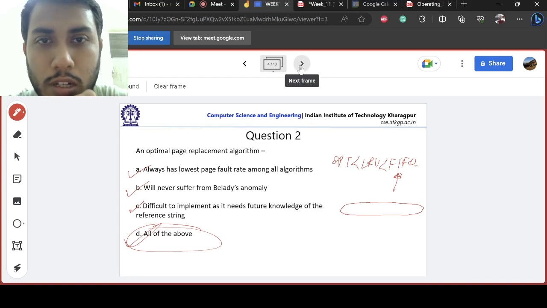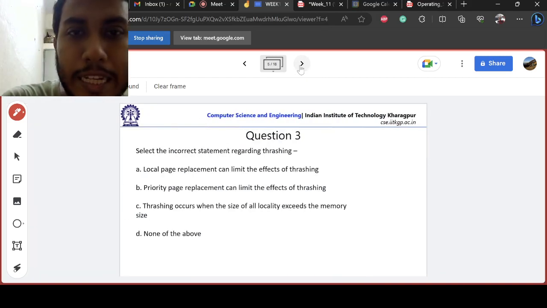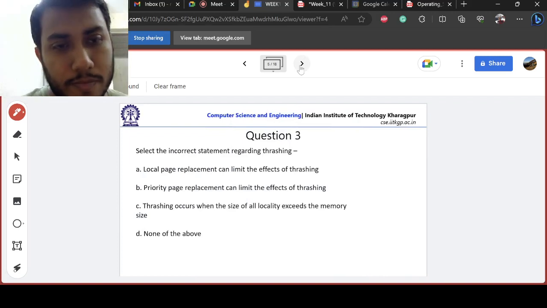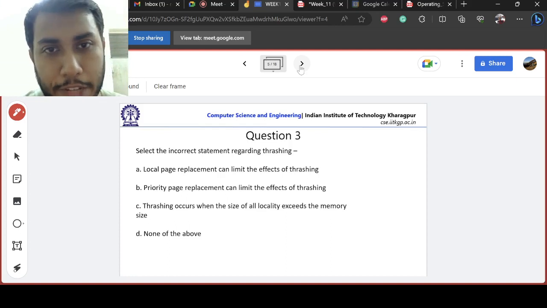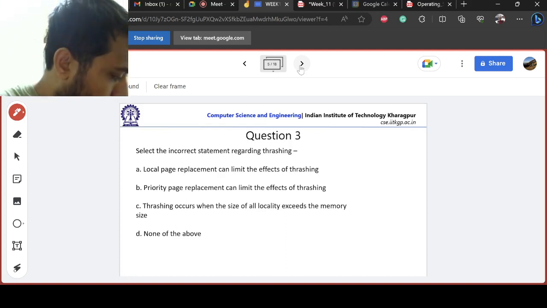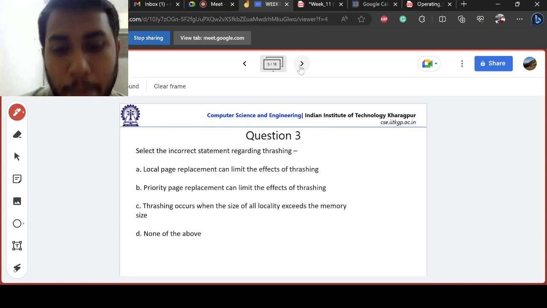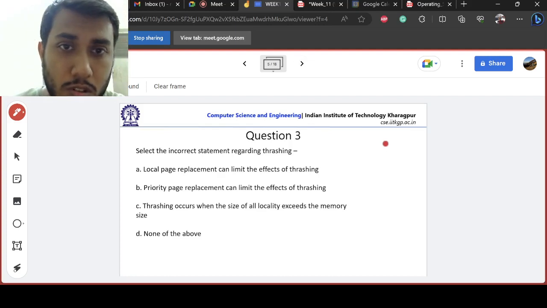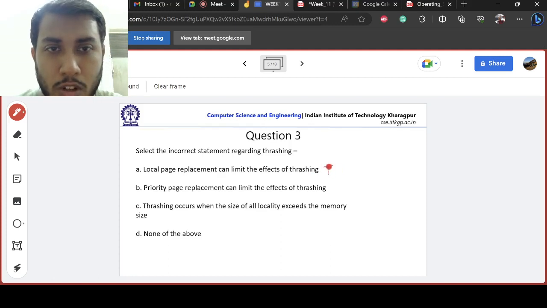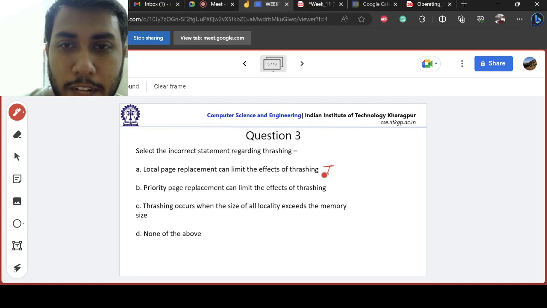Okay, so let's go to the next one. Select the incorrect statement regarding thrashing. Local page replacement can limit the effects of thrashing. We have to find the incorrect statement. So local page replacement algorithm can limit the effect of thrashing. This one is a true statement, not incorrect.